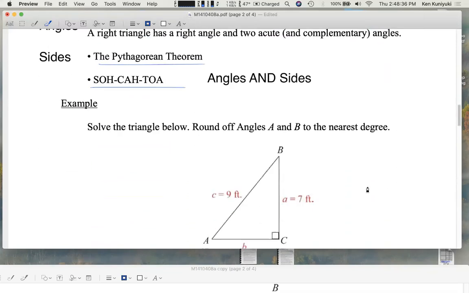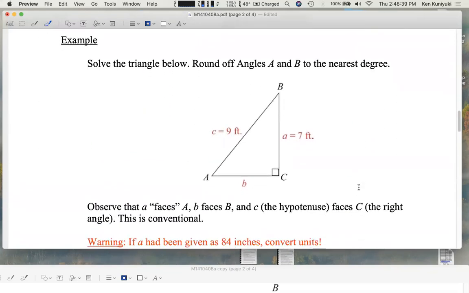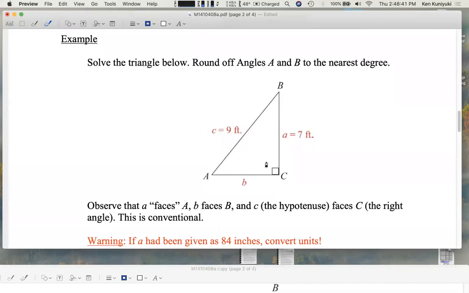For example, let's solve the triangle below. I'm giving you that we have a right angle here. This leg is 7 feet, and the hypotenuse is 9 feet. And by the way, this is the conventional way to label a right triangle.